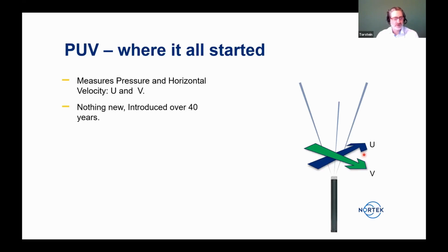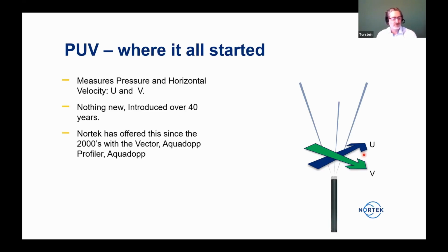And Nortek, I think, did this about 20 years ago when we first introduced the Vector and Aquadopp lines of instruments. What I'm showing you here to the right is an Aquadopp profiler. You can see right above it, we have three beams projected outward, and we convert these into X, Y, and Z coordinates, or the U and V, and we measure the orbital velocities projected onto these two axes. And that gives us an indication of the wave direction.